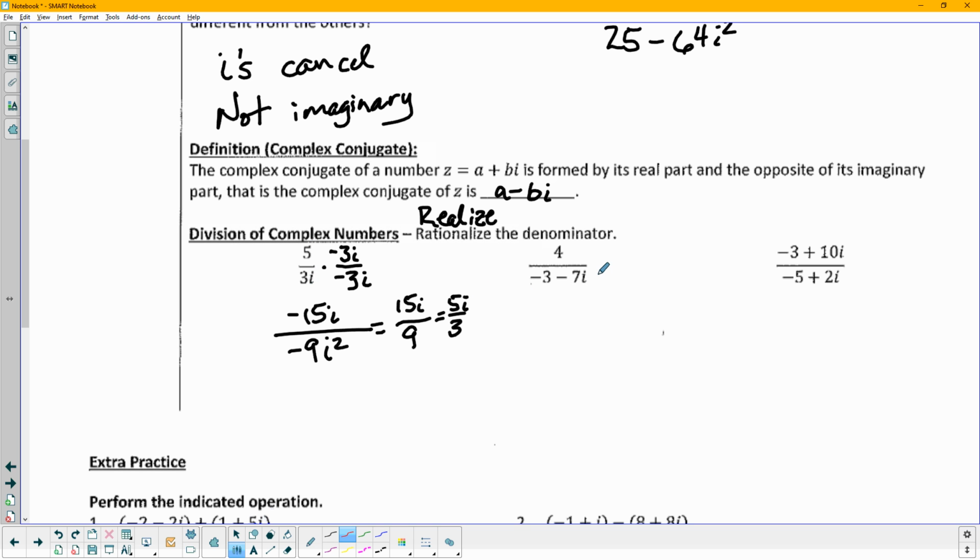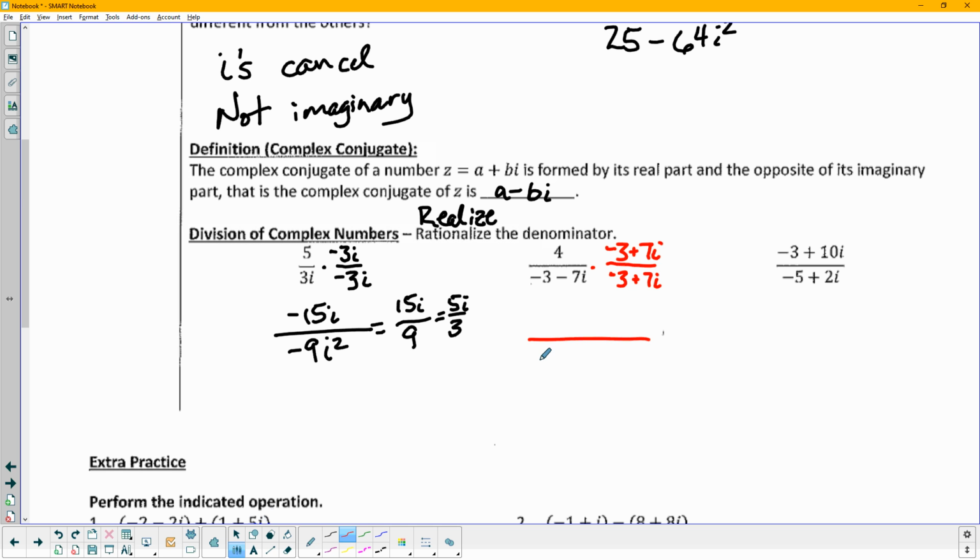Again, special case. For the second one, I actually have a complex number here, so I want to deal with the complex conjugate, and I want to multiply that by -3 plus 7i. And this one we'll see that we actually drastically change our answer as opposed to the first one.